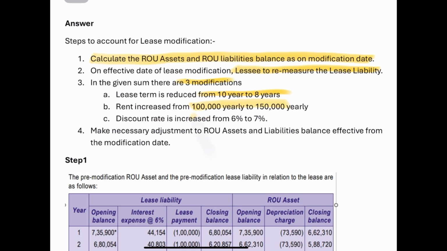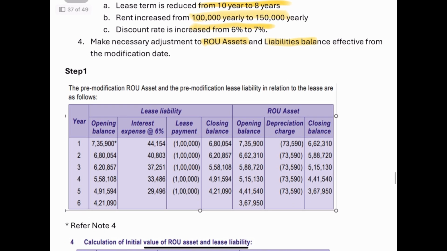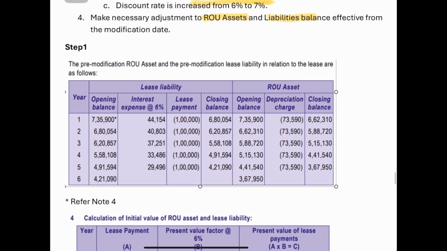And discount rate is increased from 6% to 7%. So we have to calculate what is the impact on account of this modification. And all 3 modifications together, you have to give impact to the ROA assets and liability as on the beginning of 6th year. Okay, so let's see how each of these needs to be calculated. As a first step we have to calculate what is the ROA assets and liability as on the effective date of the modification.